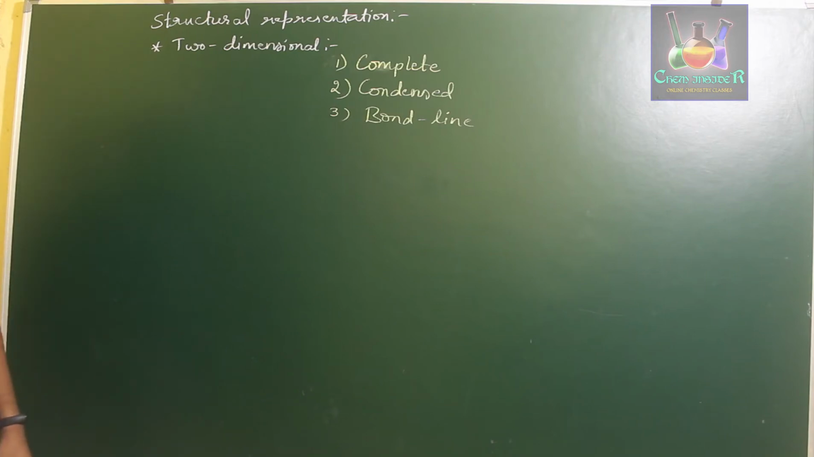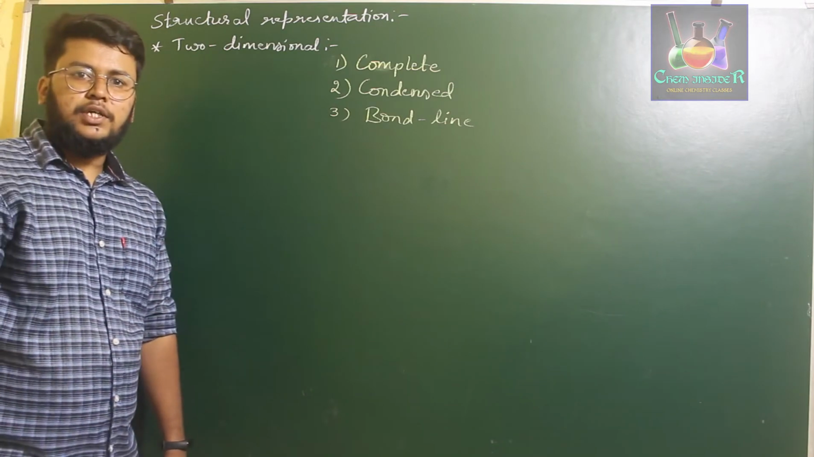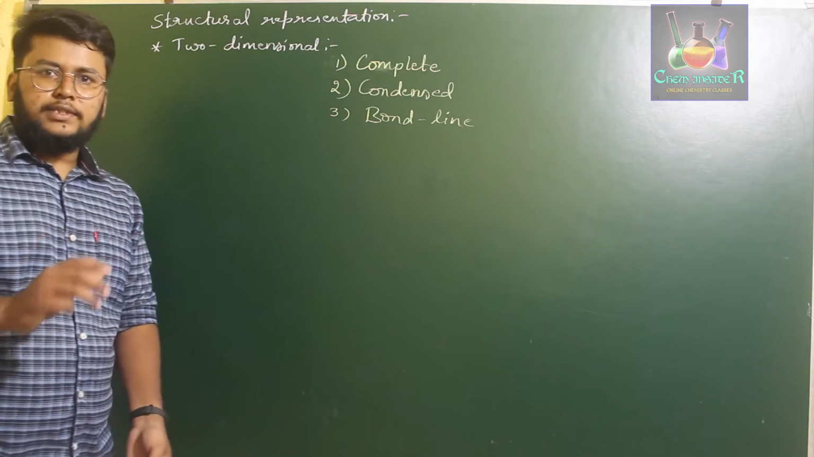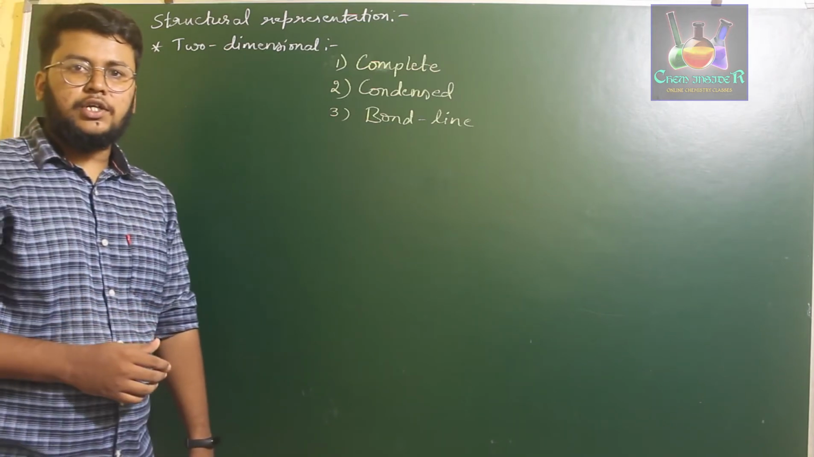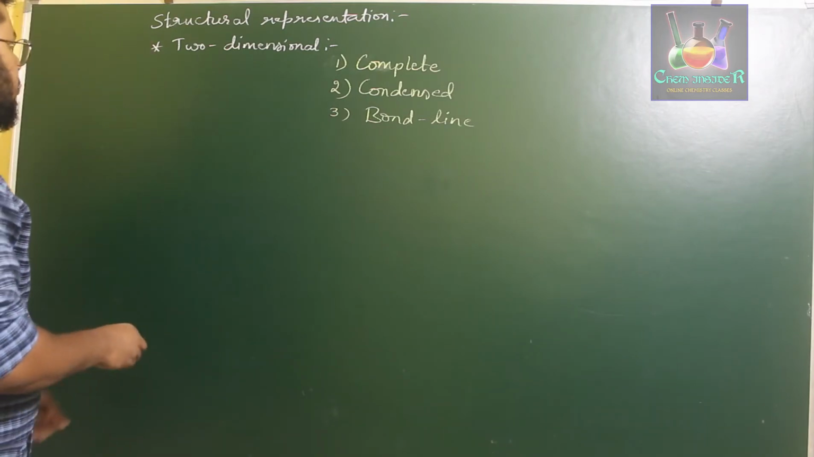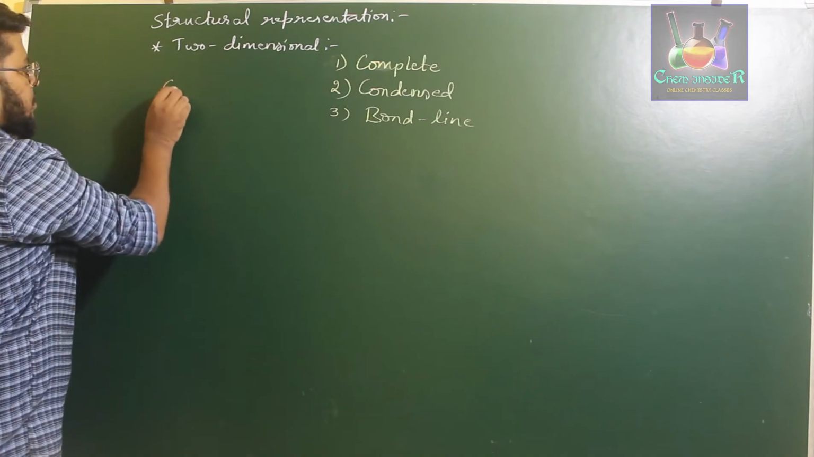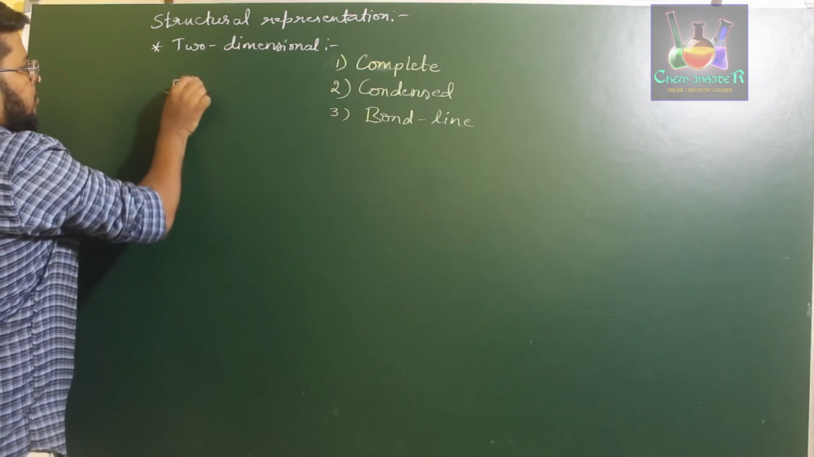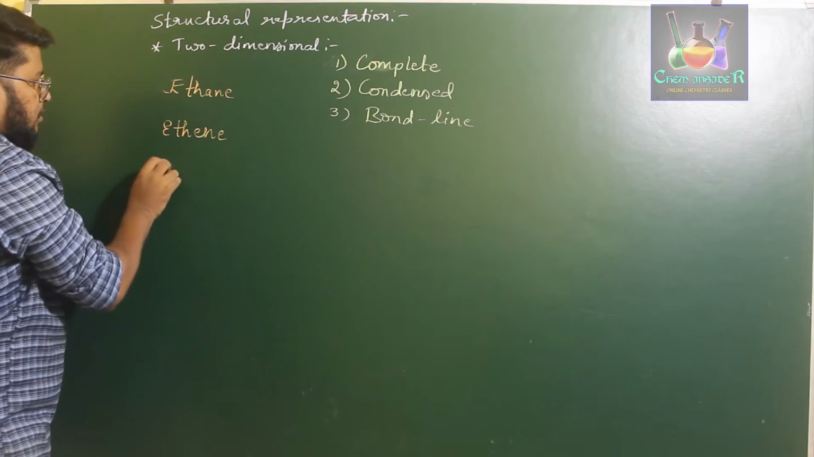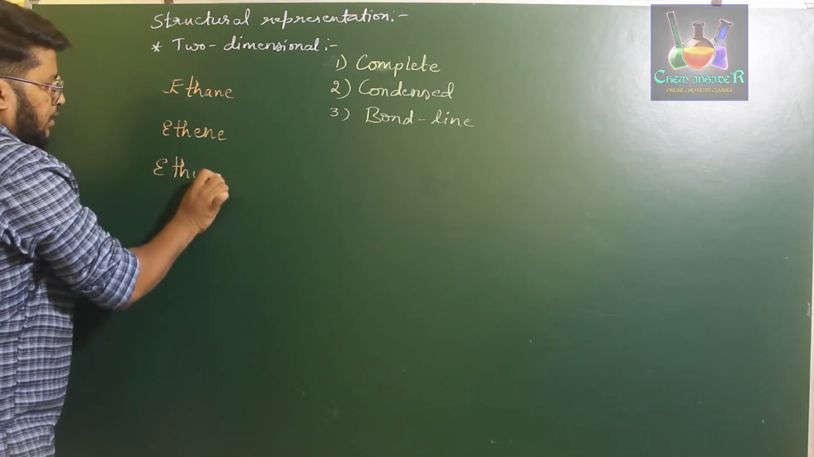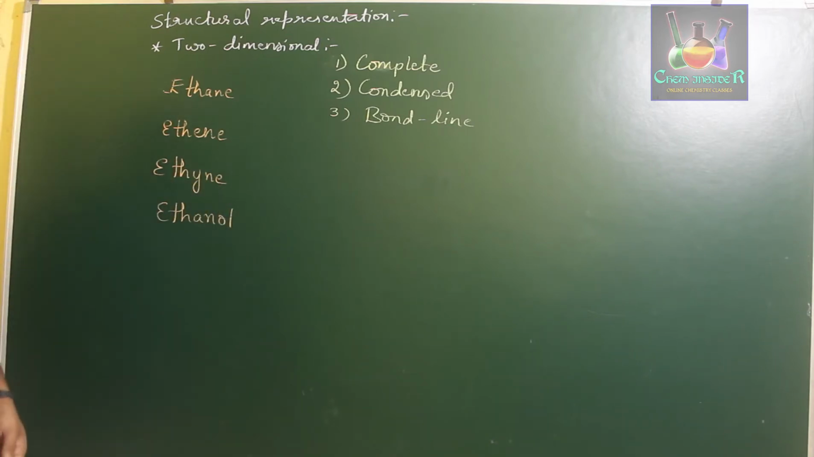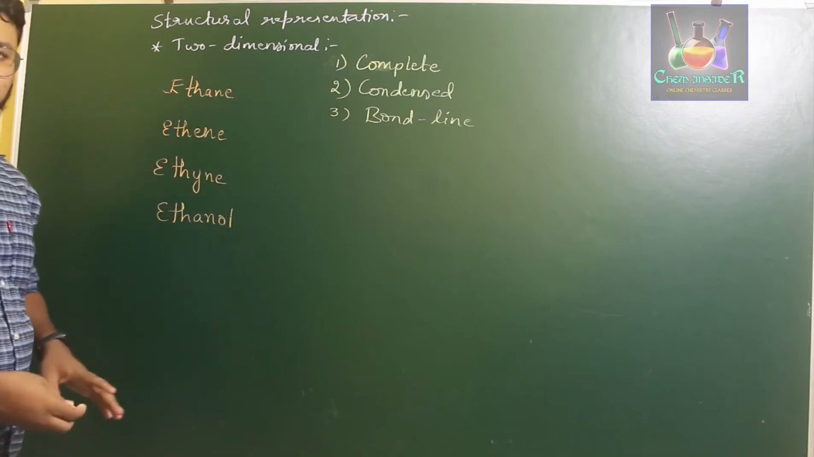So now first we will discuss these 3 types of representation which can be used to represent an organic compound. Let us consider 3 or 4 examples. We'll write the structures of those examples with respect to these 3 types. So if we consider these molecules, let us say ethane molecule, ethene, ethyne, and ethanol. So if we consider these 4 molecules, these 4 are quite different from one another.